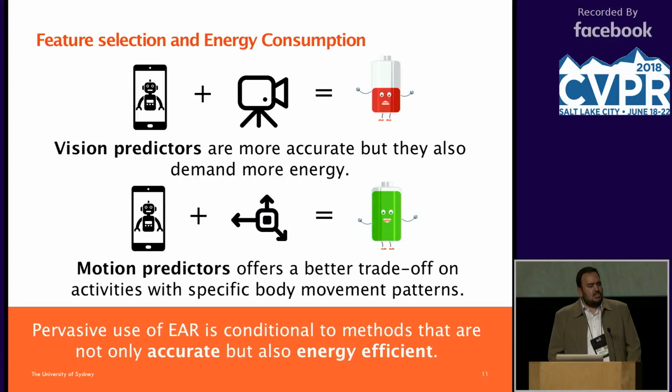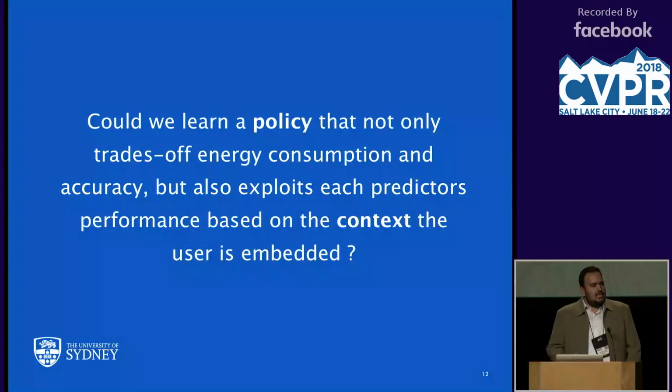In the end, then, we have a feature selection and energy consumption optimization. On one hand, we have vision predictors. They are more accurate, but they also demand more energy. And on the other hand, we have the motion predictors. We've seen that they offer a better trade-off on activities with distinguishable body movement patterns. And we've seen also that the pervasive use of EAR is conditional to methods that are both accurate and energy efficient. So this raises our question that motivates our work. Could we actually learn a policy that not only trades off energy consumption and accuracy, but also exploits each predictor's performance? And in order to exploit that, we are looking into learning the user context.